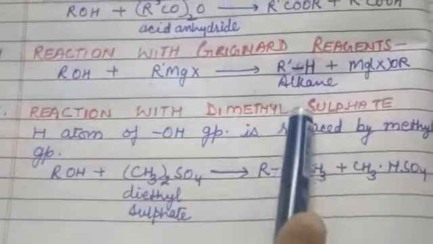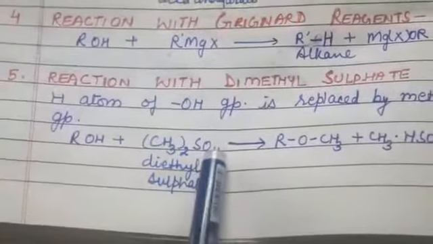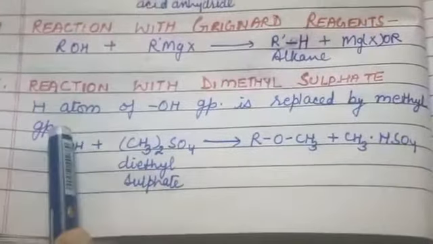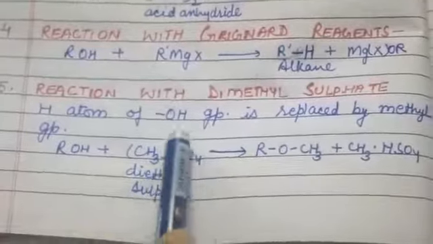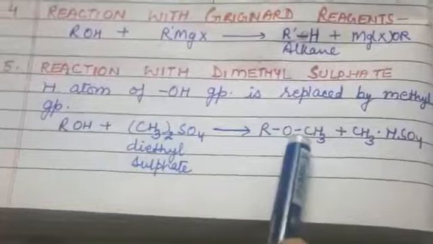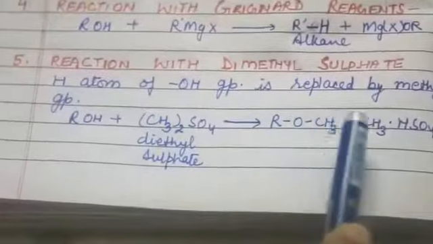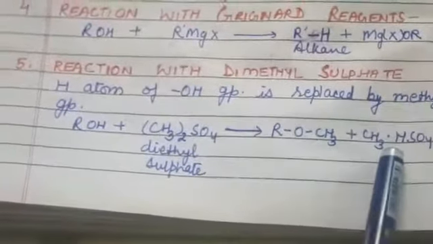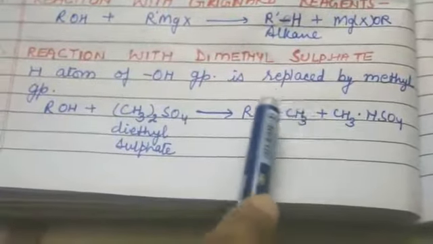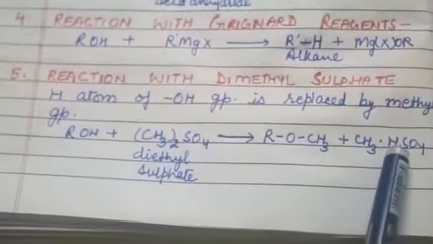Reaction with dimethyl sulfate. This is the dimethyl sulfate. Two methyl groups are there and one sulfate. So the H atom of the OH group is replaced by a methyl group. This methyl group replaces the hydrogen and joins itself to it. See, ROCH3. There are two CH3. So one CH3 is with this and another CH3 with hydrogen sulfate. So it just departs the H ion from O. When alcohol reacts with dimethyl sulfate, it departs the H ion.